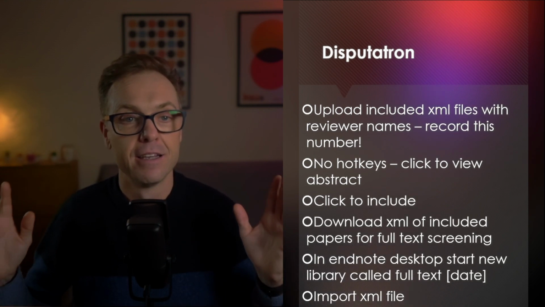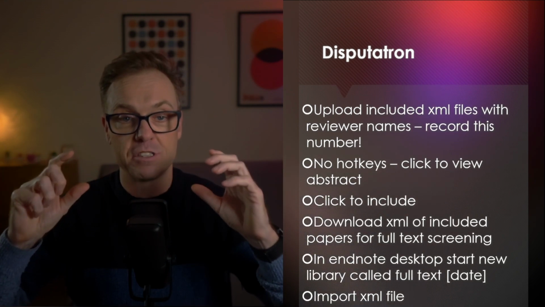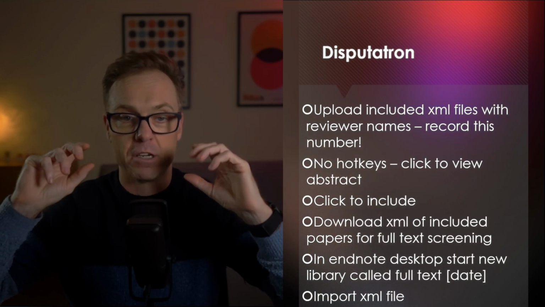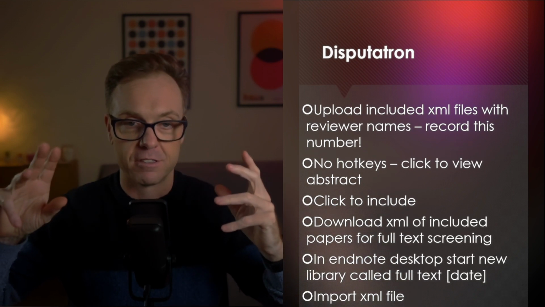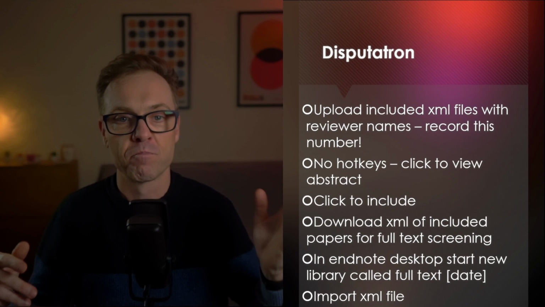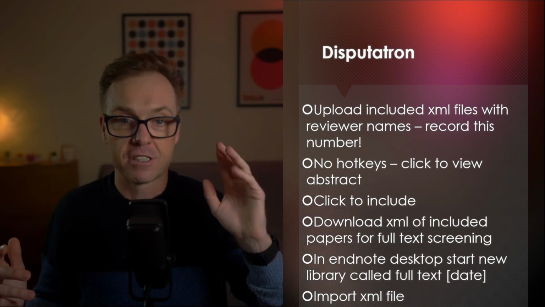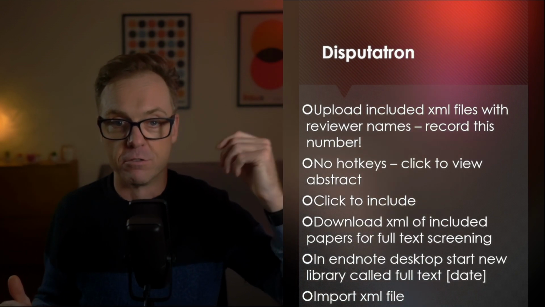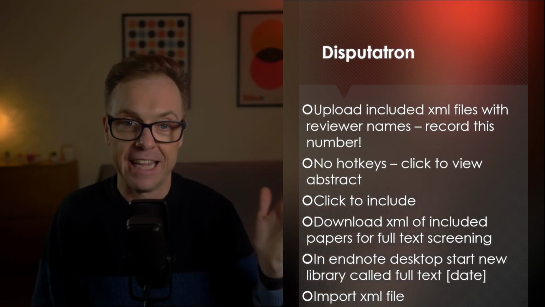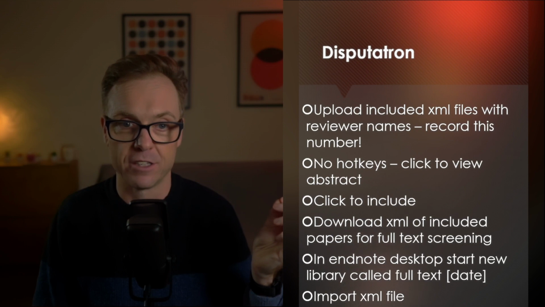Now, once that's done and they've synced, you'll see you have the option to show just the ones where there's a disagreement, or all of them, or just the ones that are included. You want just the disagreement ones because that's all you need to resolve. And no hotkeys here. You just click on them to view the abstract, or in the View, Show All Abstracts. And then you get to decide whether they're in or out by toggling the switch.